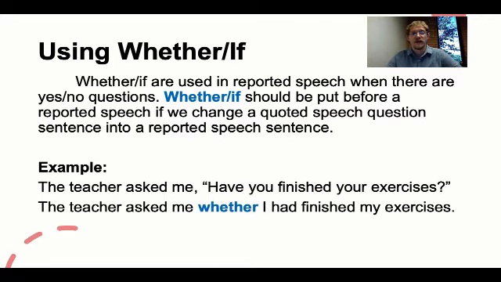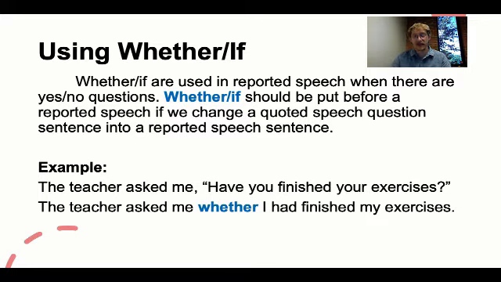Now whether or if are used in reported speech when there are yes or no questions. Whether or if should be put before a reported speech if we change a quoted speech question sentence into a reported speech sentence. Look at these examples, it will make more sense. The teacher asked me, "Have you finished your exercises?" And then for reported speech, the teacher asked me whether I had finished my exercises.